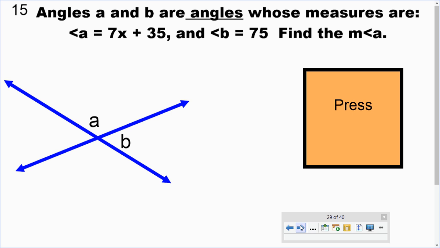Here's one for you to solve. Angles A and B are angles whose measures are: angle A is 7x plus 35 and angle B is 75. Find the measure of angle A. So we want to find angle A. Well, we got angle B, that's 75. Now we got a number, so we're in business.